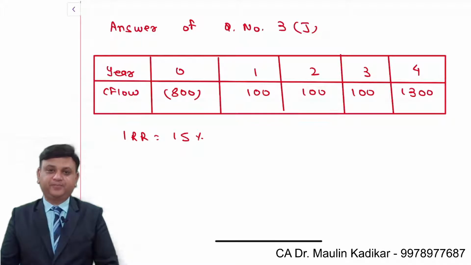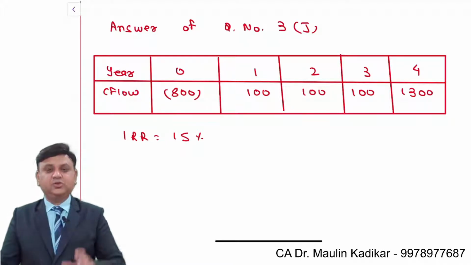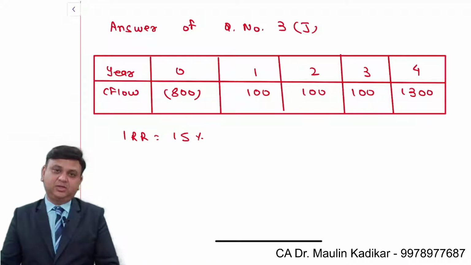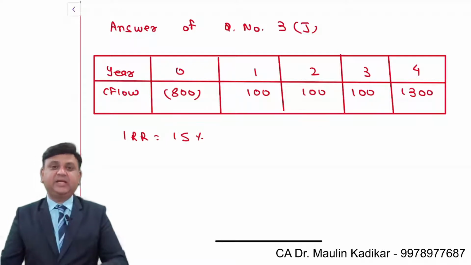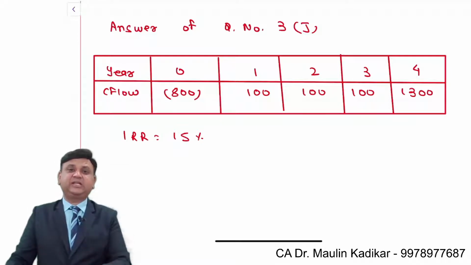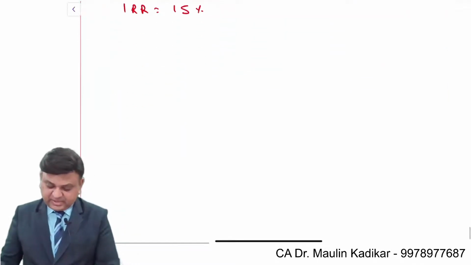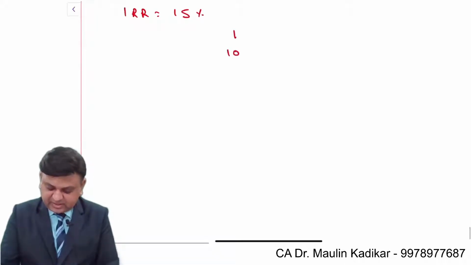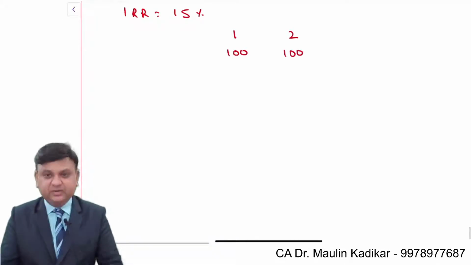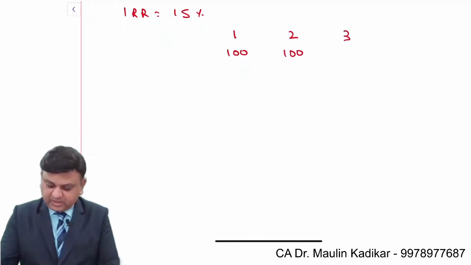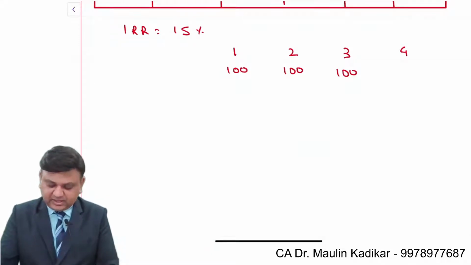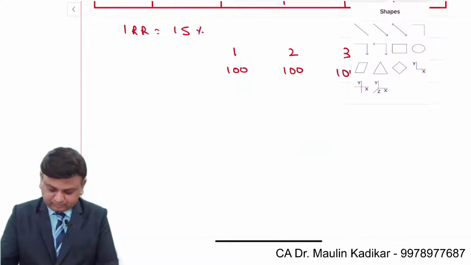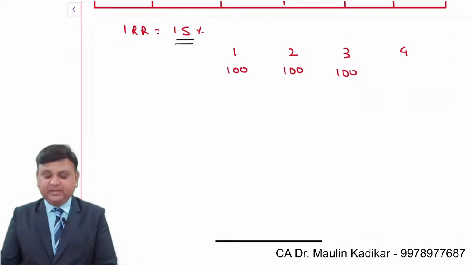Now friends, once you compute the IRR of 15%, there is an implied assumption. What kind of assumption is made? The implied assumption is that the internal cash accruals can be reinvested at the IRR rate. It means that the 100 rupees you receive at the end of the first year, the 100 rupees at the end of the second year, and the 100 rupees at the end of the third year can be reinvested at the rate of 15% for the remaining time period.